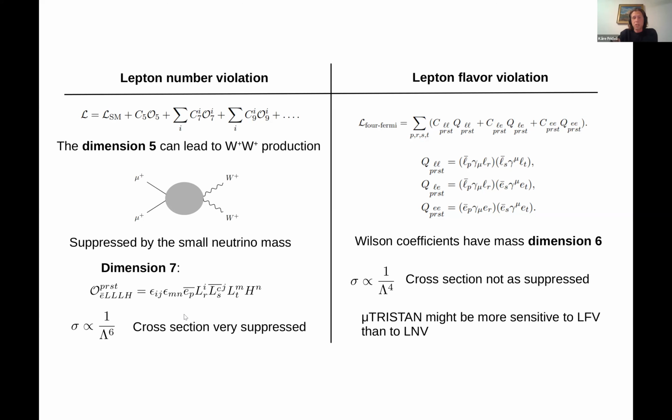A related process is lepton flavor violation, which can be mediated via these dimension 6 operators. And actually, this is wrong. The Wilson coefficients have mass dimension -2 if the operator is dimension 6. So the cross section for these processes is suppressed by 4 powers of lambda. So they should be less suppressed than the lepton number violating modes.